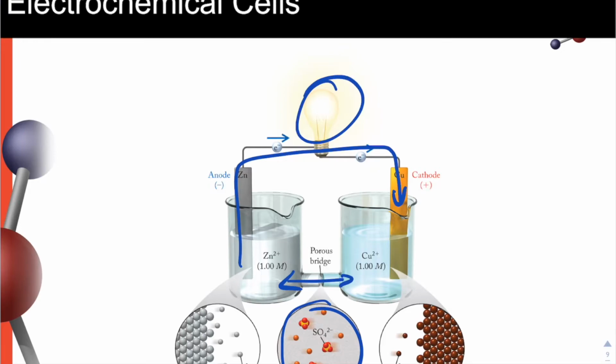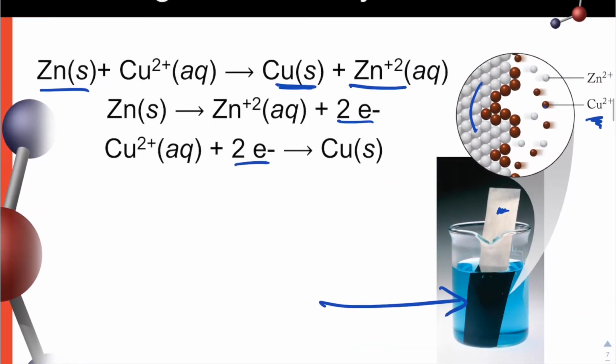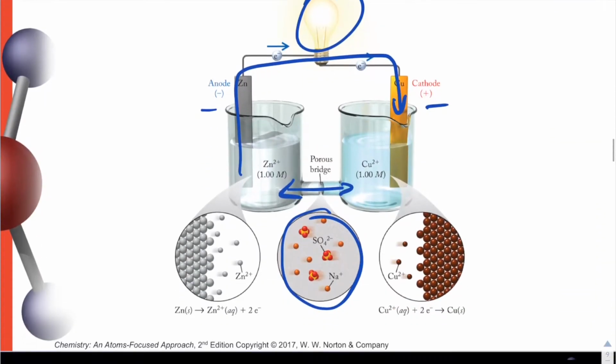Okay, so cathode is positively charged in this case, and the anode is negatively charged. And you see that basically the same type of thing that we saw before, only we're forcing the system to power, in this case, a light bulb.